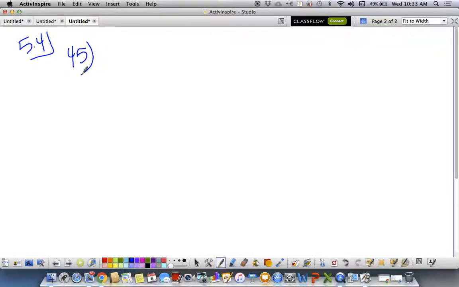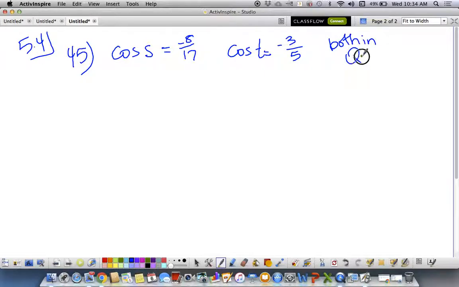Alright, so are you with me on page 230? Doing number 45, and it gives you cosine S equals negative 8/17, and cosine T equals negative 3/5. And they're both in quadrant 3. Okay, so cosine's going to be negative. So what about your triangles for S? What's your triangle going to look like? 8 is here, 17 is here, not necessarily drawn to scale. When we find the other side length is 15.